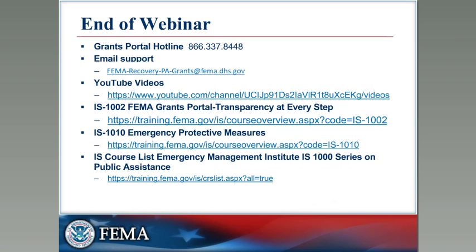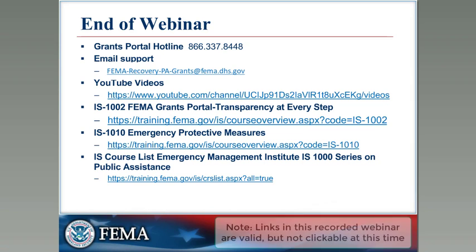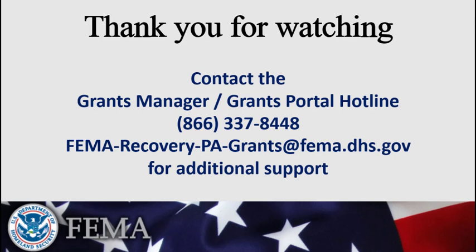We've listed the IS-1002 course, which is Grants Portal, and the 1010 course, which is Emergency Protective Measures. Those may be helpful as you go through this event process. And then if you click this link, there's an IS course list for EMI, or the Emergency Management Institute. If you're new to PA, there's some valuable information in there. To learn more about Grants Portal, FEMA offers other classes, webinars, and manuals.